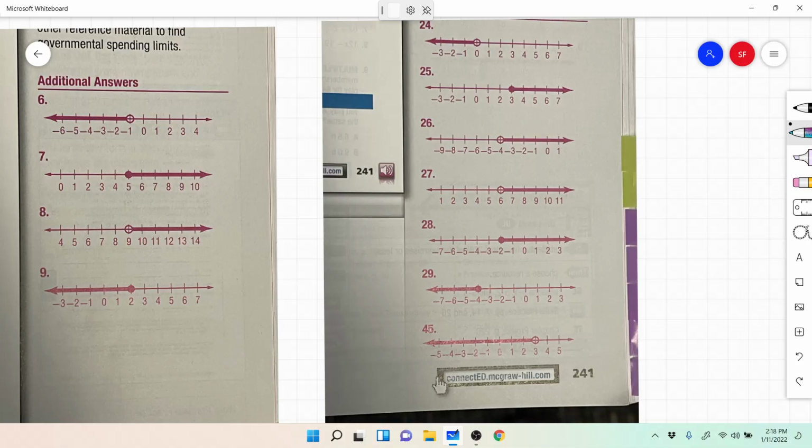So number 30 is X is less than or equal to -1. Why did we skip 26? Oh, that's right. I'm sorry. Because it's odd. Continue. Just like you.